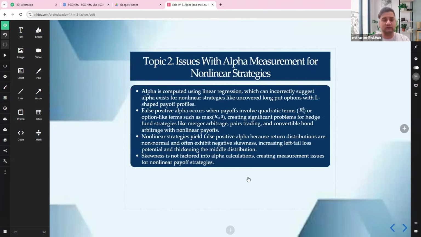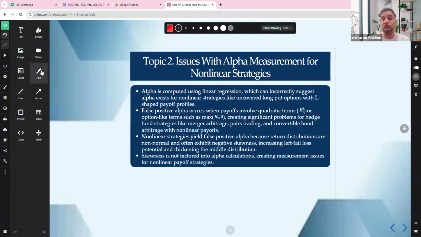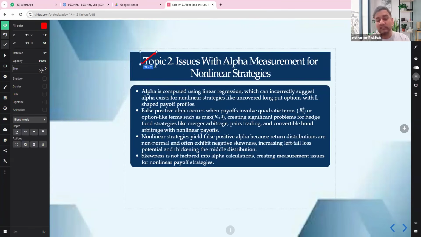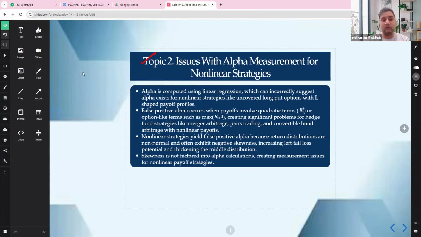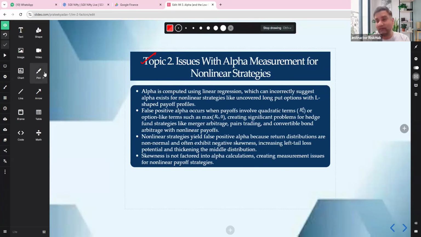Next is issues with alpha measurement for non-linear strategies. This is again extremely important to understand. Why? Because alpha is measured using linear regression, but some strategies are non-linear, option-like. For example, let's say a long put option: small losses most of the time, huge gains occasionally, a kind of L-shaped payoff. We know what a long put option is, right?